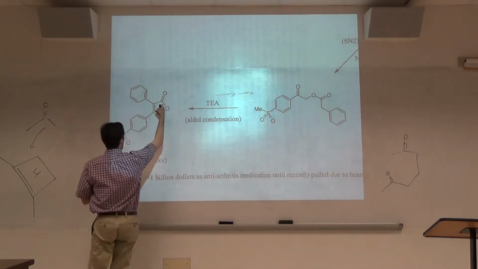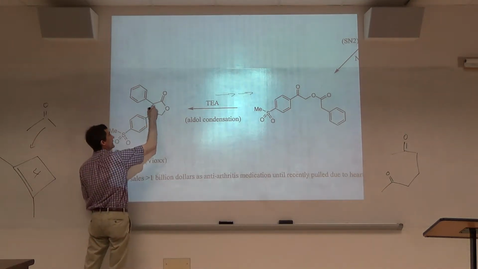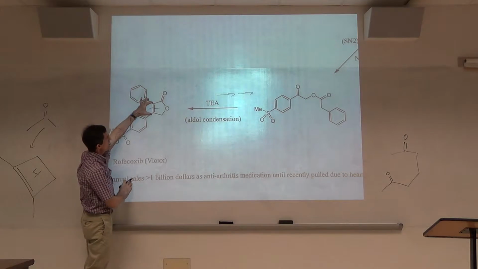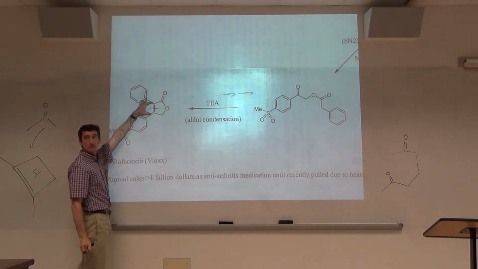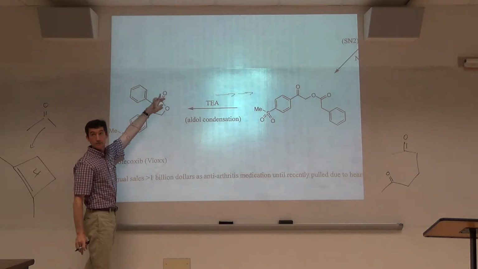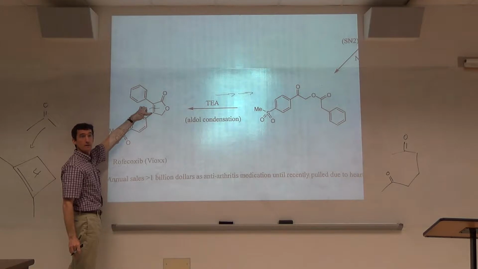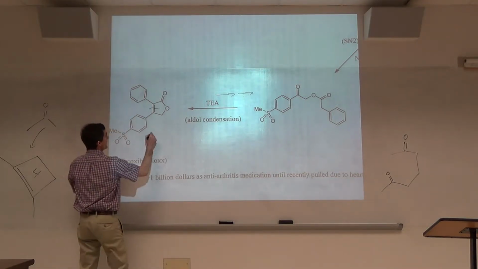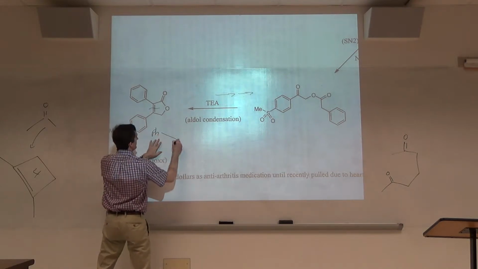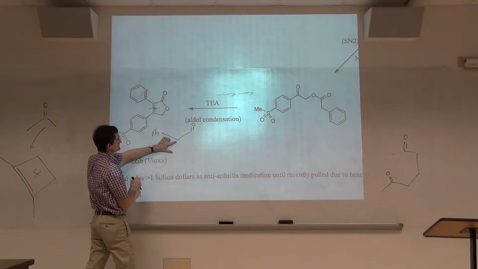If we break this alpha-beta unsaturated ketone down and go backwards, which carbon, top or bottom, was the original enolate carbon? Top, the one next to the carbonyl. The bottom was originally what? The carbonyl. Those are the two components, enolate and carbonyl. So if we break that down, phenyl, just make it a plain enolate.